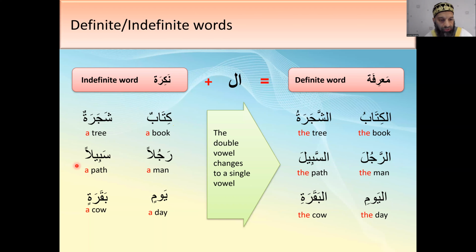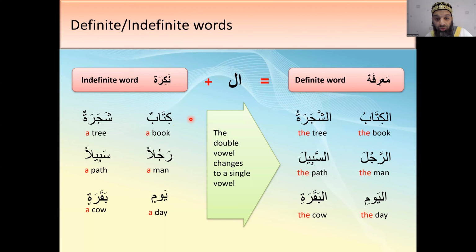Yes? One yes? Good. Let's look at the next one. Rajulan means a man. It means a because there's no al there, so it's indefinite. Indefinite means it begins with a. So rajulan means a man.